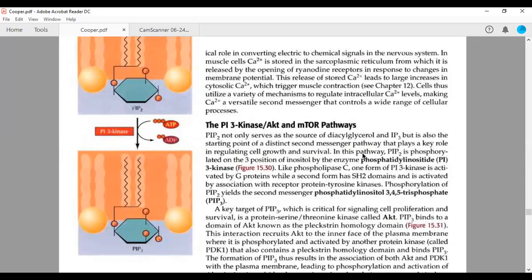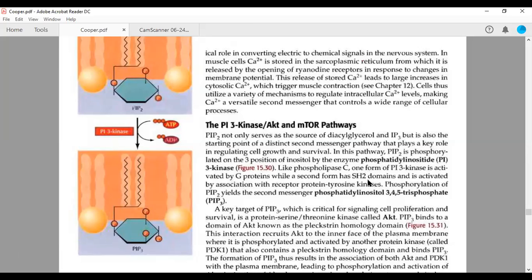and survival. In this particular pathway, PIP2 is phosphorylated at the third position of inositol by an enzyme called PI3 kinase, phosphatidyl inositol 3 kinase. So it is a kinase, and it will add the gamma phosphate from ATP to this third position of inositol. Like phospholipase C, one form of PI3 kinase is activated by G protein, while the second form is activated by another mechanism. The second form has an SH2 domain.